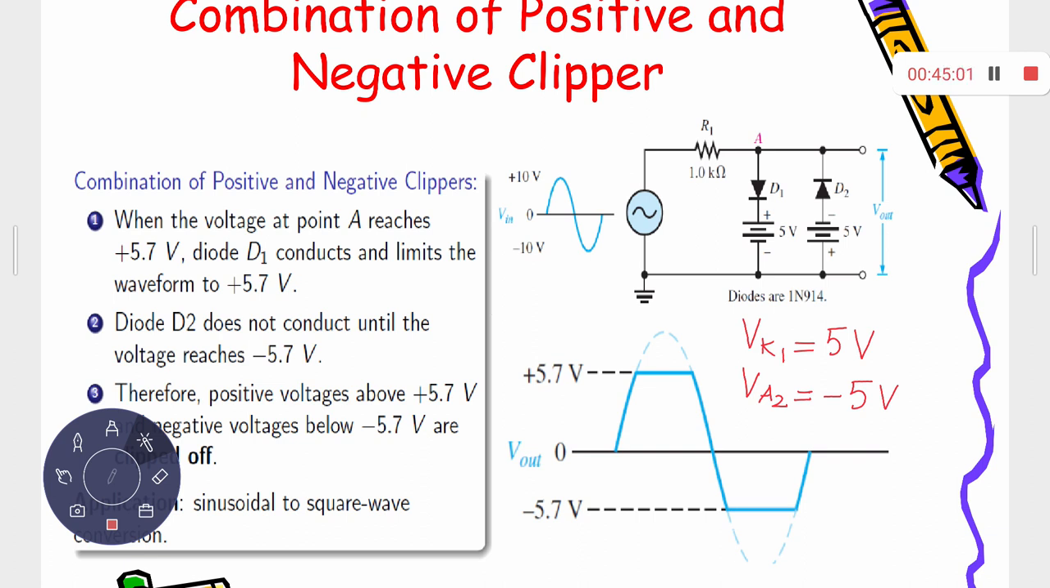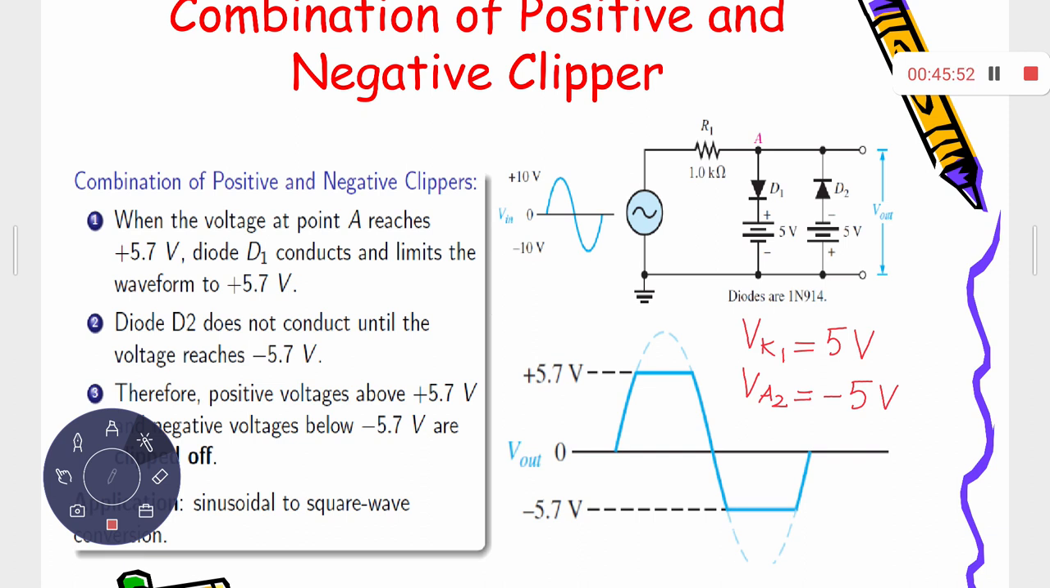Clear? Now, what happens in the negative half cycle? There is no scope for diode D1 to become on, because the cathode is held at plus 5 volt and the anode is negative, so D1 will be off. D2 can be on if the voltage is less than minus 5.7, that is, in magnitude greater than 5.7. Before that, both of them are off, and the output will follow the input.